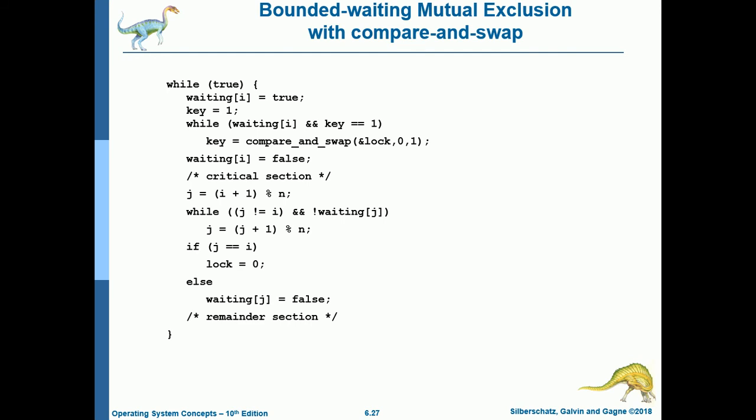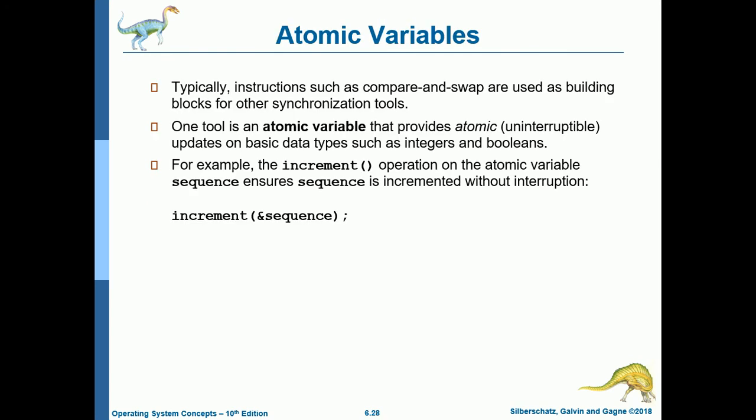So we also have the bounded waiting mutual exclusion with compare and swap. For the previous slide, we've used the compare and swap, but for this example, this is the code if we included bounded waiting mutual exclusion.